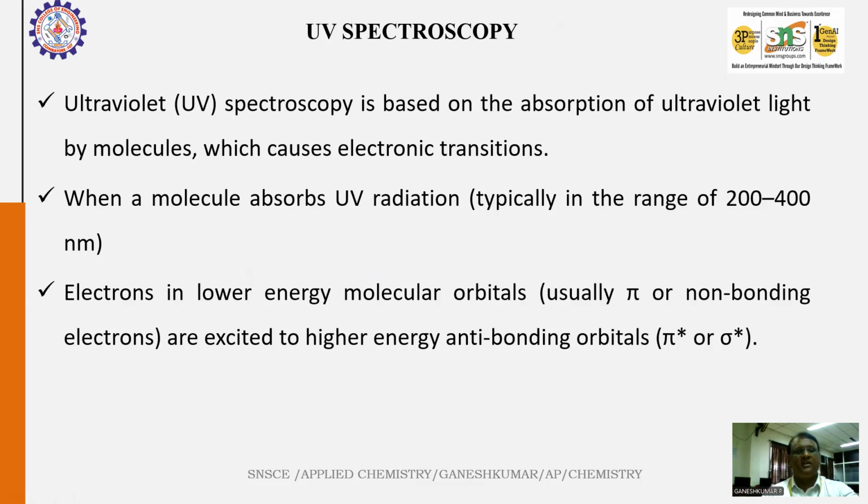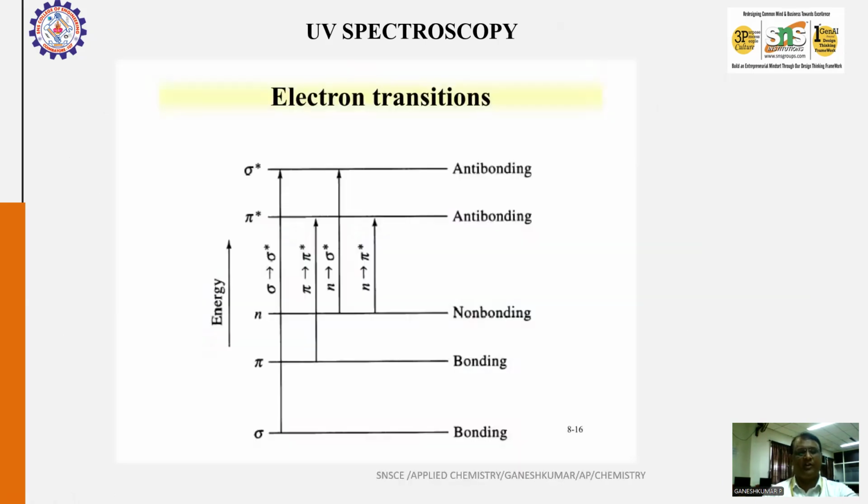The electron, which is in the lower molecular orbital, that is in the ground state, which means a pi or a sigma bond or non-bonding, gets excited to the higher state. The higher state is represented by sigma star or pi star. So this is the basic principle. From the ground, we have to move upward, from lower to up, bottom to up.